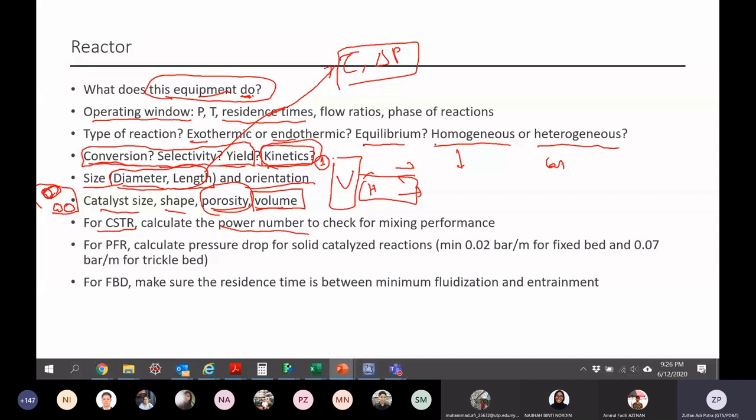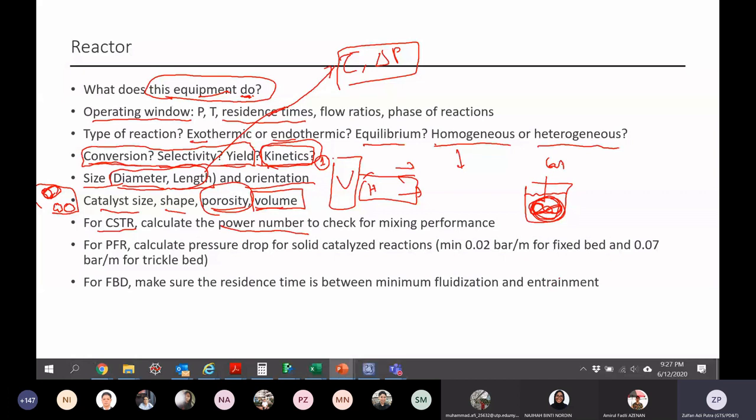Okay. And then for the CSTR, what needs to be considered is that you have to make sure you get the correct power number. A continuous stirred tank reactor deals with liquid, for example. In this case, with this mixer, I think you have done Lab 1, right? Lab 1, where you did this CSTR lab, where you calculated the power number.